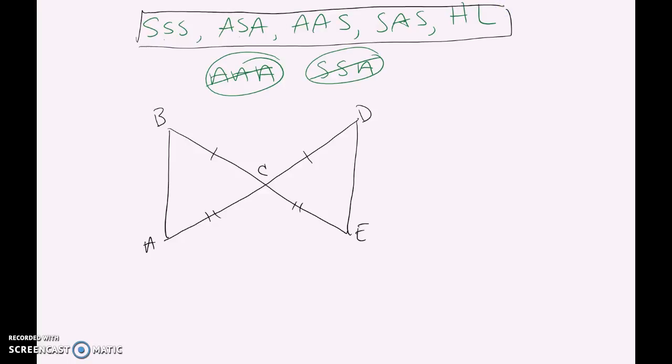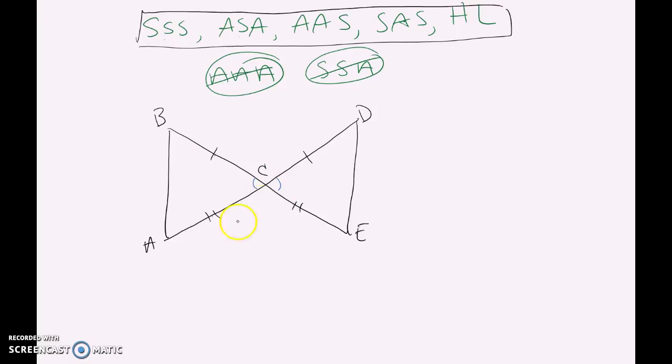So let's take a look at our picture. Sometimes things are marked for you, like I see that this side's marked congruent to this one, and this side's marked congruent to this one, but nothing else is marked. So you always want to look for, can I mark something myself? In this picture, we can mark something ourselves. We can mark these two angles congruent, and the reason for that is, you may remember, vertical angles are congruent. So what I've just marked is an angle.